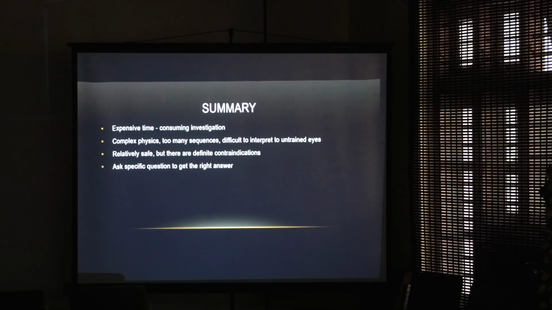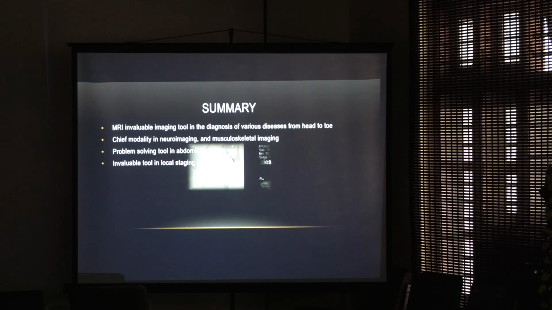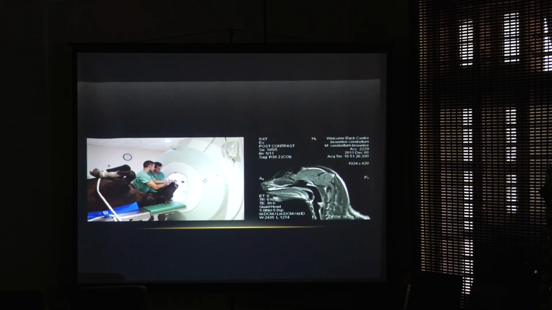To summarize, though it is an expensive and time-consuming investigation, with complex physics, too many sequences and difficulty in interpreting images, it is a relatively safe modality but with definite contraindications. Please ask a specific question to get the right answer. It's an invaluable tool in the diagnosis of various diseases from head to toe. Chief modality in neuroimaging and musculoskeletal imaging. It's a problem-solving tool in abdominal pathologies and an invaluable tool in local staging of most of the malignancies, especially gynecological malignancies. So, just to add, animal MRIs can also be done.